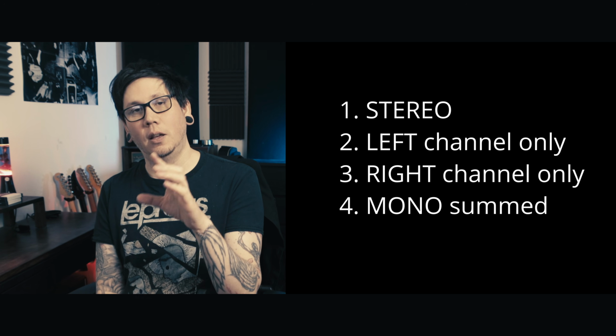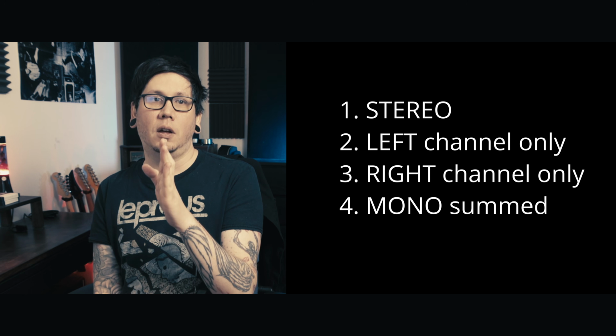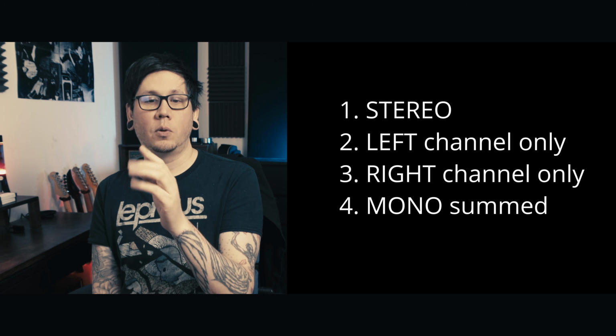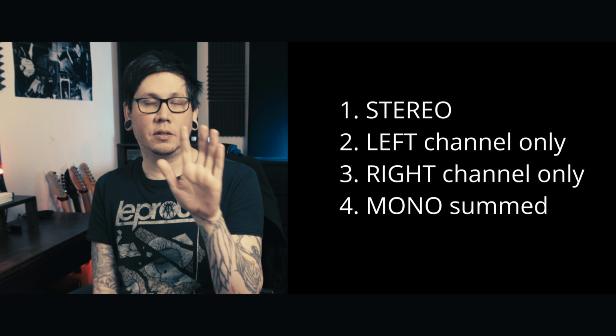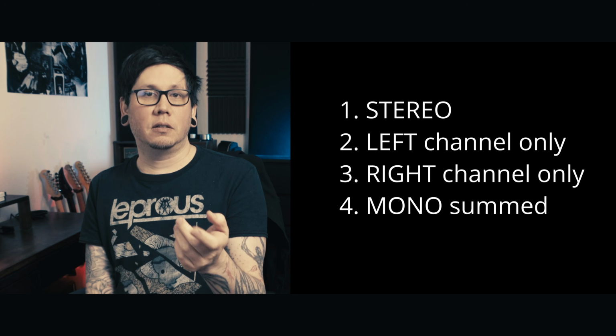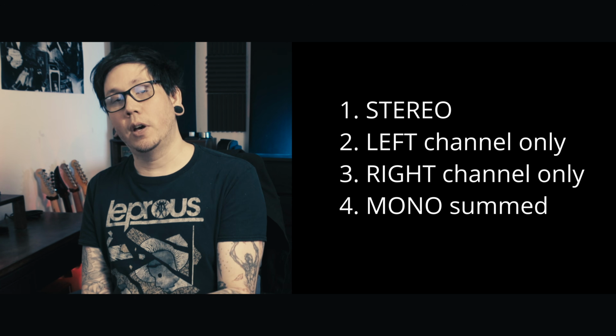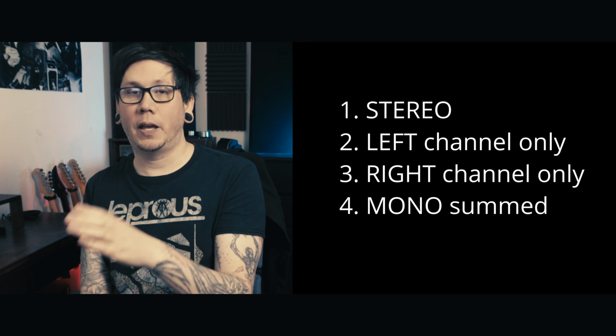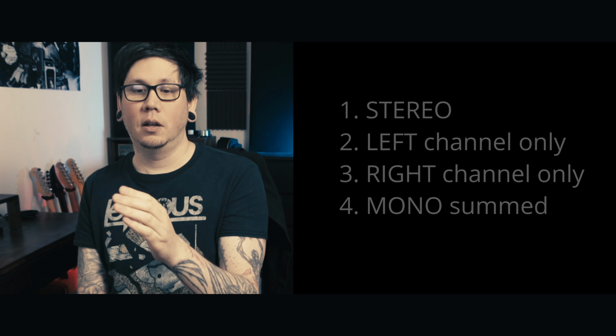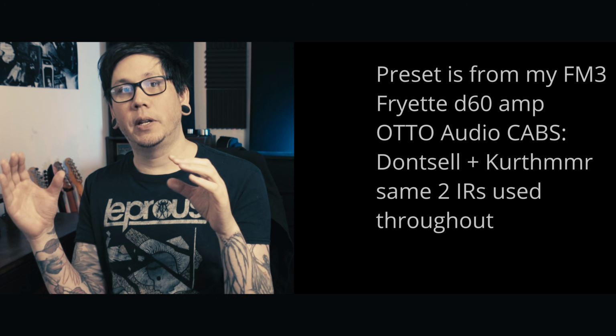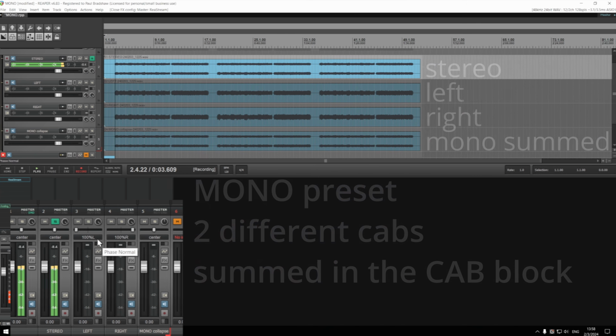So I've got a looper going here. It's going to be playing the same riff over and over again, and we're going to switch through a few different things. So the first setup will be in stereo, and the second will be what's going on in the left channel. The third will be what's going on in the right channel, and then the last one will be that same stereo signal that's coming in, but it's been summed to mono, if that makes sense. So it's been collapsed to mono.